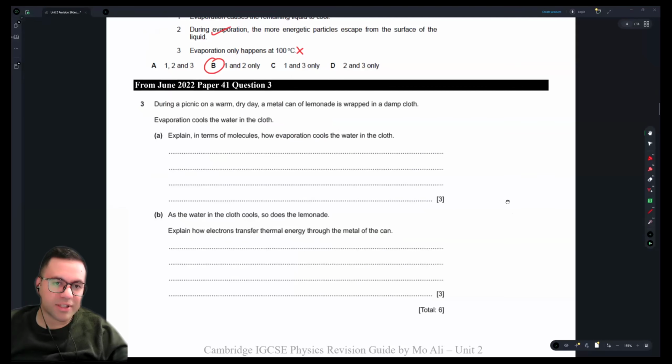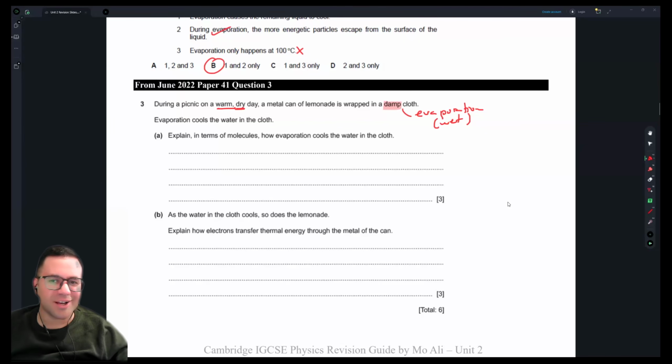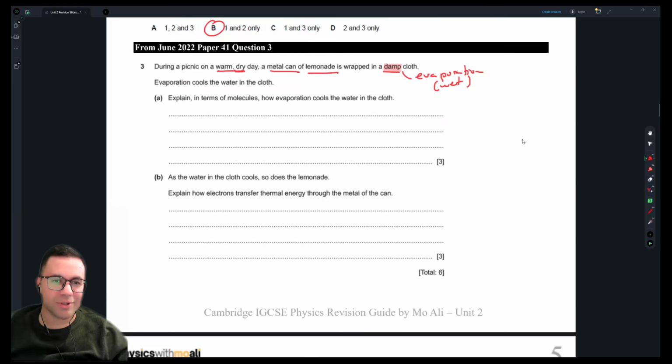During a picnic on a warm, dry day, a metal can of lemonade is wrapped in a damp cloth. Whenever I say the word damp, I want you to immediately think of evaporation. Because damp means this cloth is wet. And if the day is warm and dry, but the cloth is wet, what's going to happen in the cloth? It's going to cool down because it's going to evaporate. The liquid inside it will evaporate, right? So the remaining molecules will be cooler. So they will absorb heat from the can, which will cool the lemonade. It's a very old method of cooling something down.